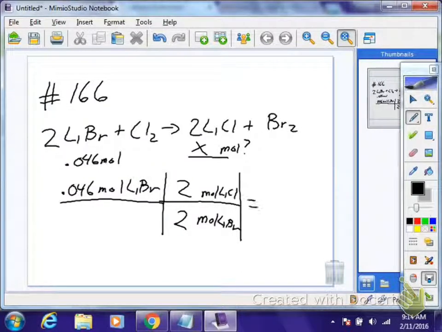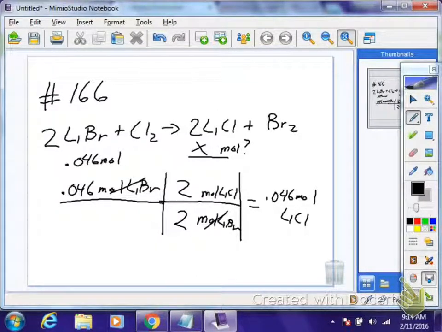And when we do that, we realize that it doesn't change our initial number of moles. It just allows us to find the moles of our new substance. So it's 0.046 moles of LiCl. Any questions at that point?